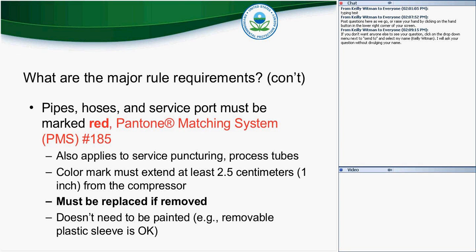And then the last major rule requirement is that the pipes and hoses where the refrigerant flows through, and the service port, if there is one, need to be marked with red, and that doesn't necessarily mean paint. It could be paint, but it could also be like a plastic sleeve that goes on at the service port.